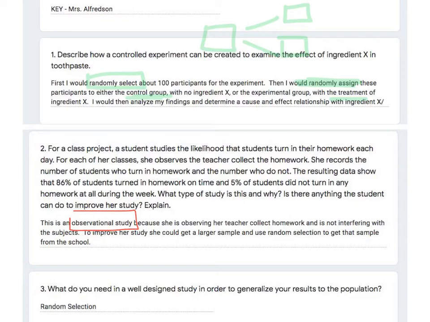Then she sees results from the data. Yeah, that's just results from what she found. It's not results from an experiment. Some of you said this was an experiment. It is not. She's just observing and recording what she saw.